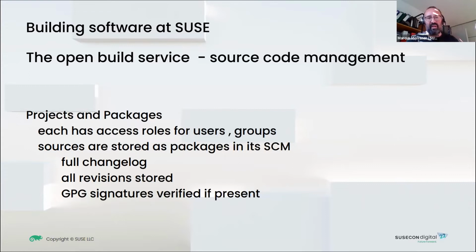Yeah, so it does the source code management. Source code management we have internally, we separate between projects and packages. Packages are just one source code package like glibc, like Vim. Projects encapsulate things like SLE 15 as before, or openSUSE Factory. And the build service models access management on top of that, based on users and groups, so that access protection exists on that side. The sources are stored as packages with changelog revisions, and we have tooling around it that verifies incoming GPG signatures, for instance.